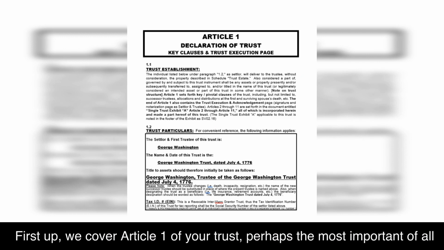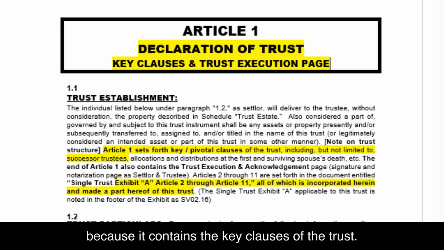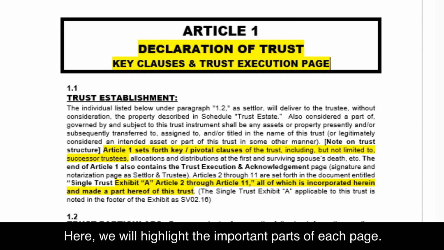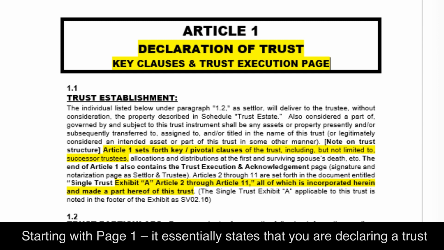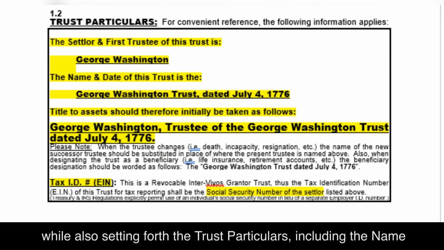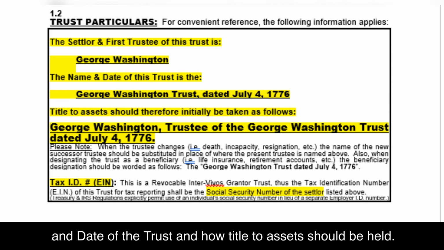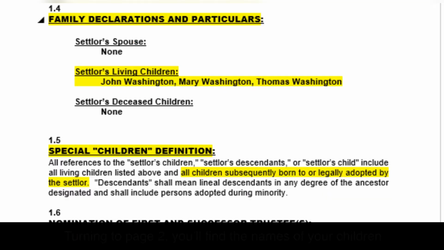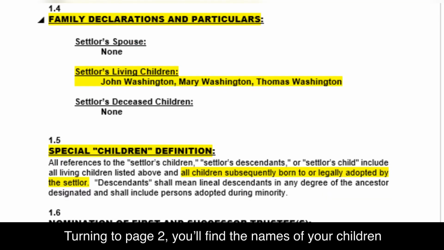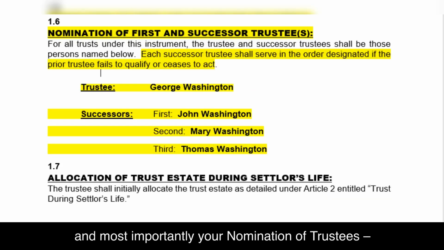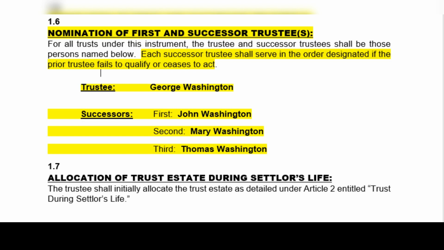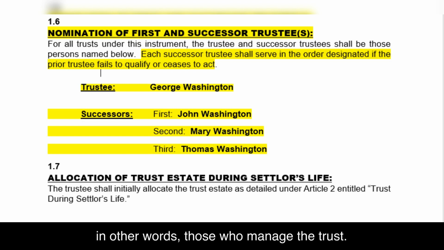First up, we cover Article 1 of your trust, perhaps the most important of all because it contains the key clauses of the trust. Here we will highlight the important parts of each page. Starting with page 1, it essentially states that you are declaring a trust while also setting forth the trust particulars, including the name and date of the trust and how title to assets should be held. Turning to page 2, you'll find the names of your children and, most importantly, your nomination of trustees, in other words, those who manage the trust.